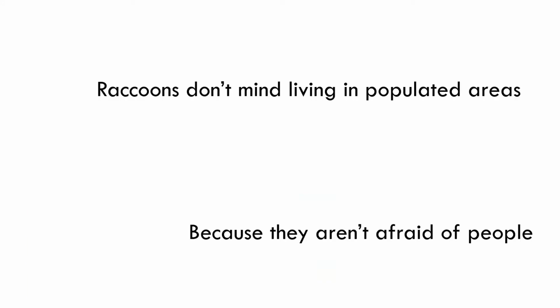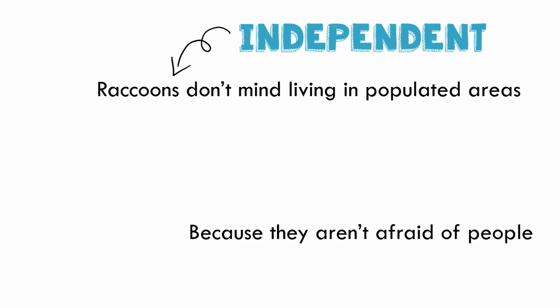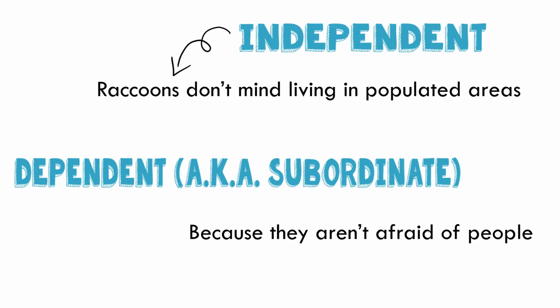Here we have two clauses. A clause is a part of a sentence that contains both a noun and a verb. "Raccoons don't mind living in populated areas" and "because they aren't afraid of people" are both examples of clauses. The first one is an independent clause because it's a complete sentence by itself. The second one is a dependent or subordinate clause because it is not a complete sentence by itself. It's missing information it needs to make it a complete thought.